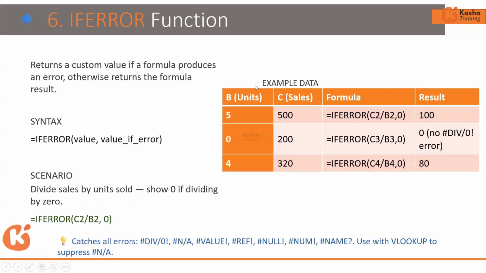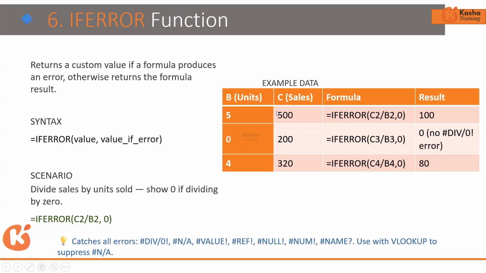Then you have an IFERROR function. What does the IFERROR function do? It returns a custom value if a formula produces an error. Otherwise, it returns the formula result. So here you can see what the scenario is: divide the sales by units sold, and show 0 if dividing by 0. So here it is IFERROR C2 divided by B2, comma 0.